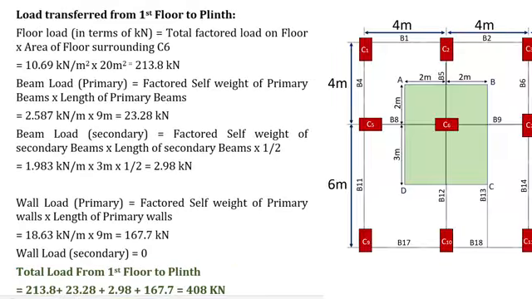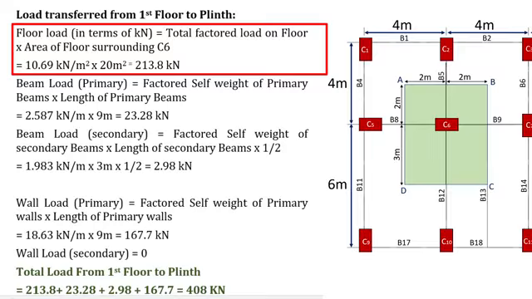The load transferred from first floor to the plinth level will include floor load, load due to primary beams and secondary beams, and the wall load. Floor load will be equal to total factored load on floor into area of floor surrounding column 6. Total factored load on floor is already calculated as 10.69 and area of floor is 20 meters square. On substituting these values, floor load will be equal to 213.8 kN.